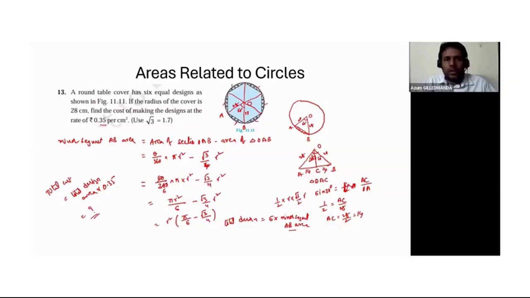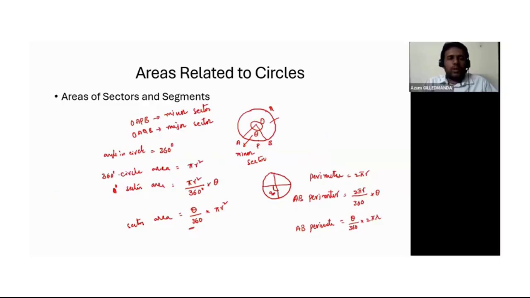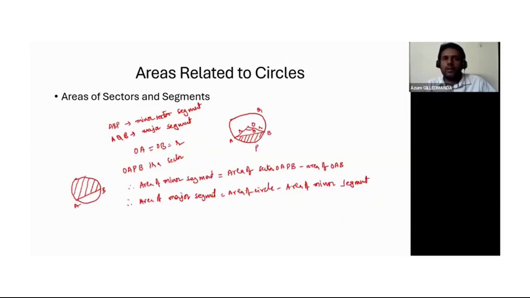So in this topic, let's do a quick recap, right? So here what we learned is the area of the sector and segment. First we covered the sectors, so minor sector and major sector. So the area is theta by 360 into pi r square, and the perimeter is theta by 360 into 2 pi r. And then we looked at what a segment is. A segment is when you divide the circle into two parts with a chord AB, then the smaller portion is a minor segment and the bigger portion is a major segment.